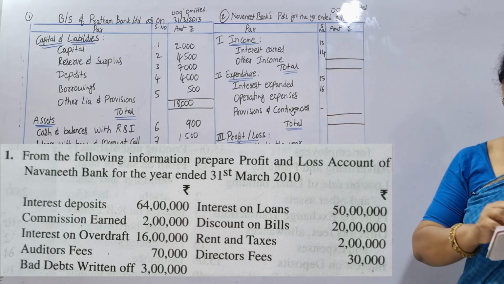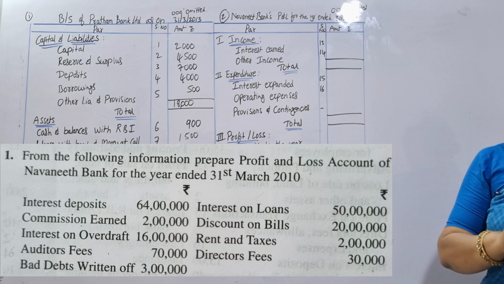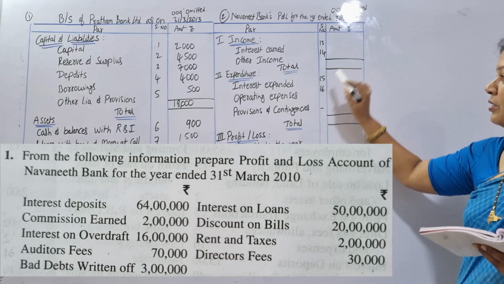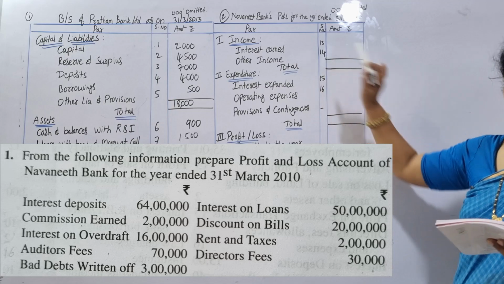First one is interest on deposits expended. Second one is interest earned, 2 lakh rupees. 2 lakh rupees is here. Interest earned is here. Commission earned, other income, it is schedule number 14.